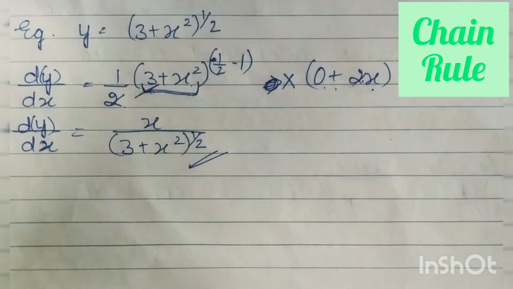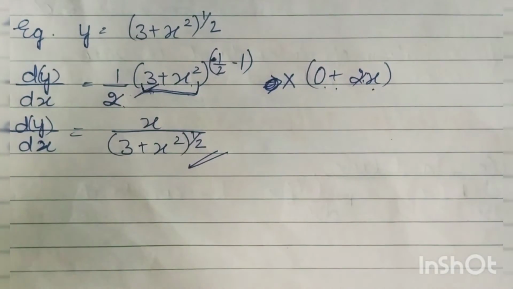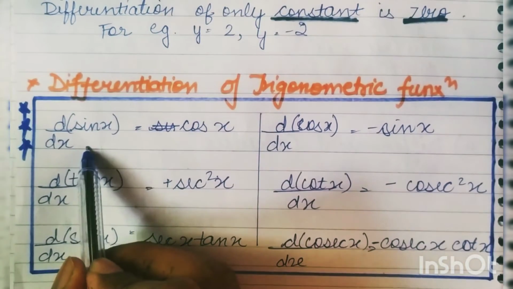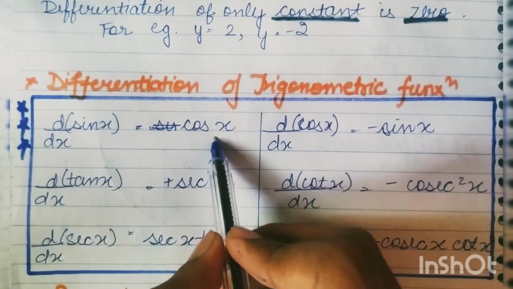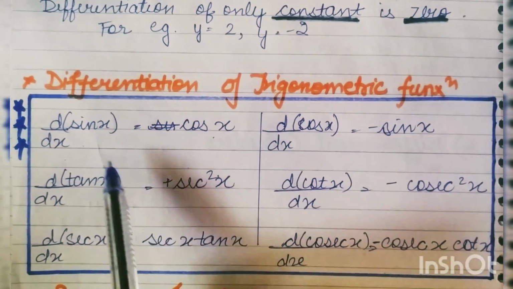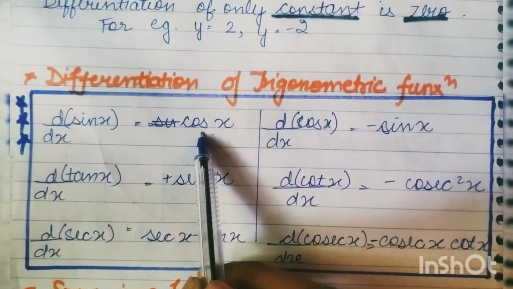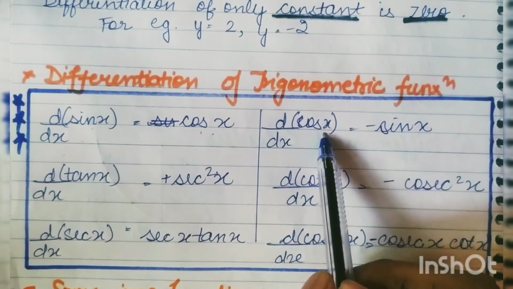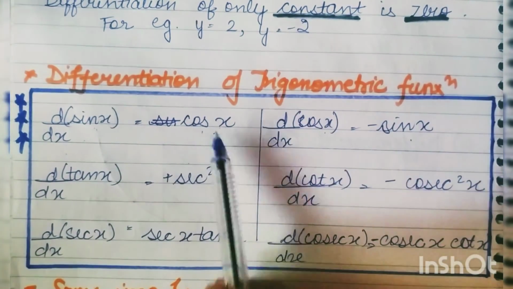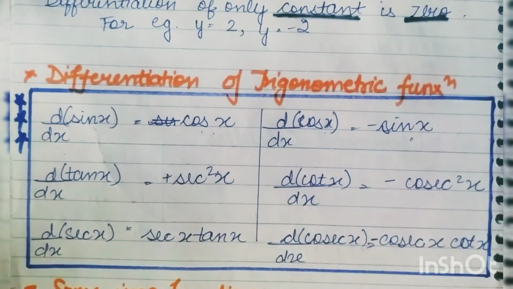Very clear? Now coming to differentiation of trigonometric functions. Now if we have to find differentiation of sin x with respect to x, it will be cos x. See, these are the terms which you have to learn. There is no way to derive them or learn them. So you have to learn them seriously. So differentiation of sin x is cos x. Differentiation of cos x is minus sin x. Remember, sin x, cos x, minus sin x.